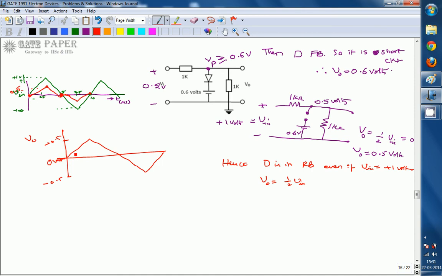The average value is such that over a line, the area above and the area below must be the same. For this waveform, the area under the positive half cycle and the area under the negative half cycle are the same. So this is the line which indicates the average. So VDC, the DC value or V average, is 0 volts for the output waveform. So the answer is 0. Thank you.